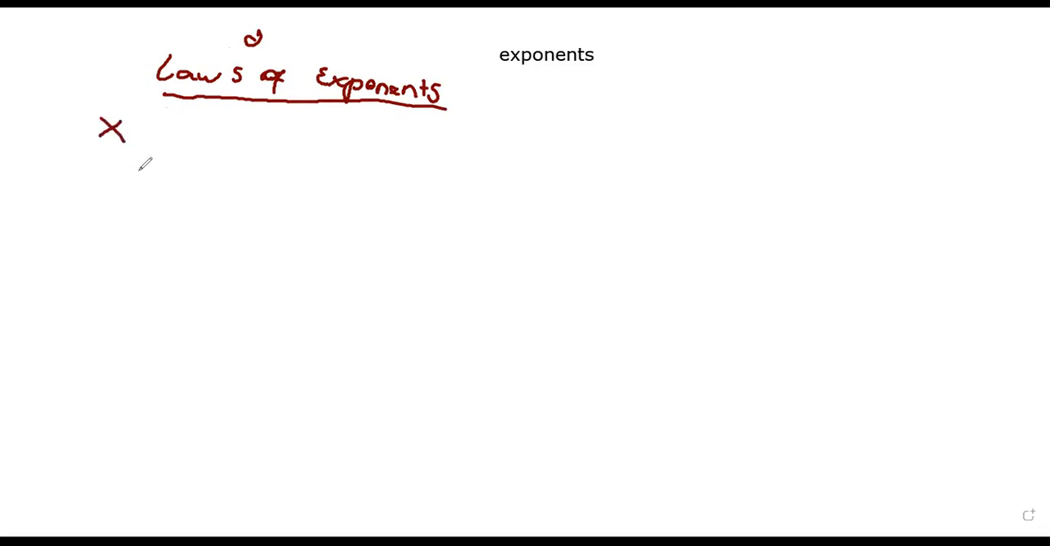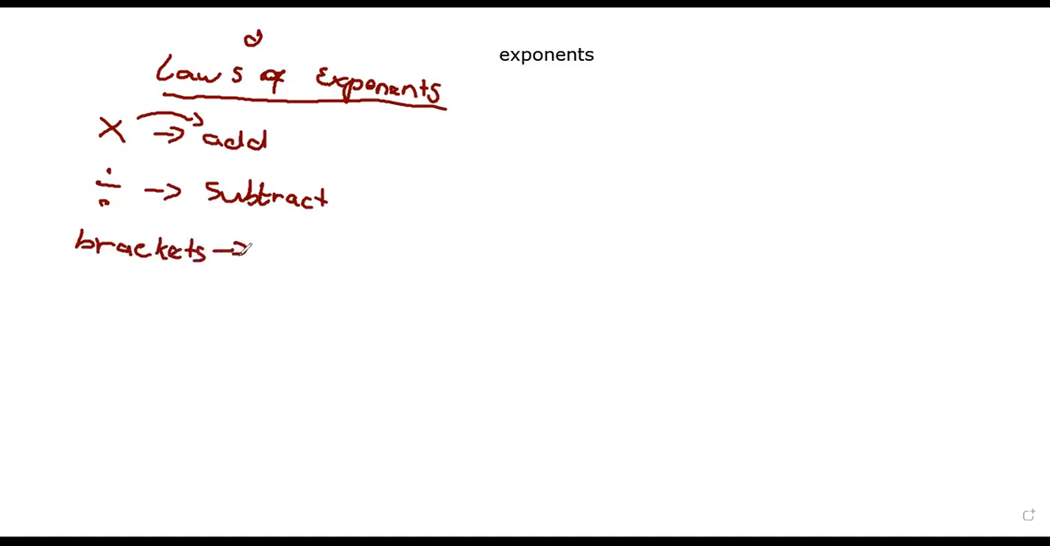Whenever you see a multiplication when it comes to exponents, you have to know that you have to add what? The exponent. Whenever you multiply powers of the same base, what do you do? You add the exponents. But whenever you divide powers of the same base, what do you do? You subtract the exponent. And whenever you see the brackets, what do you do? You multiply.